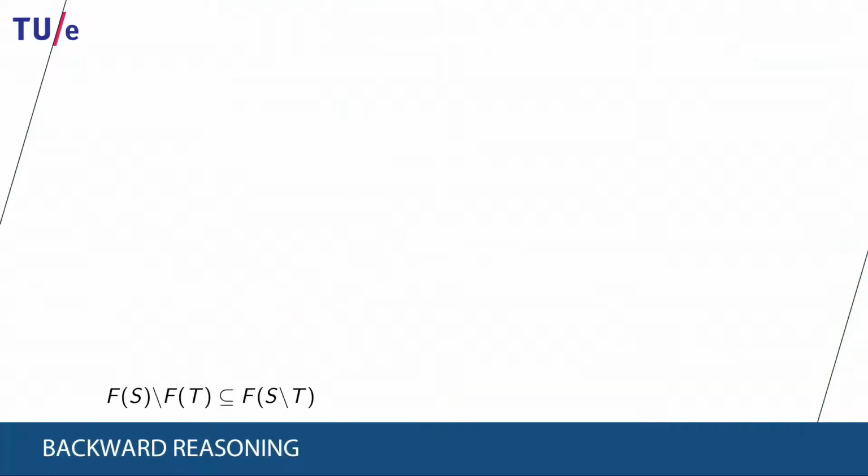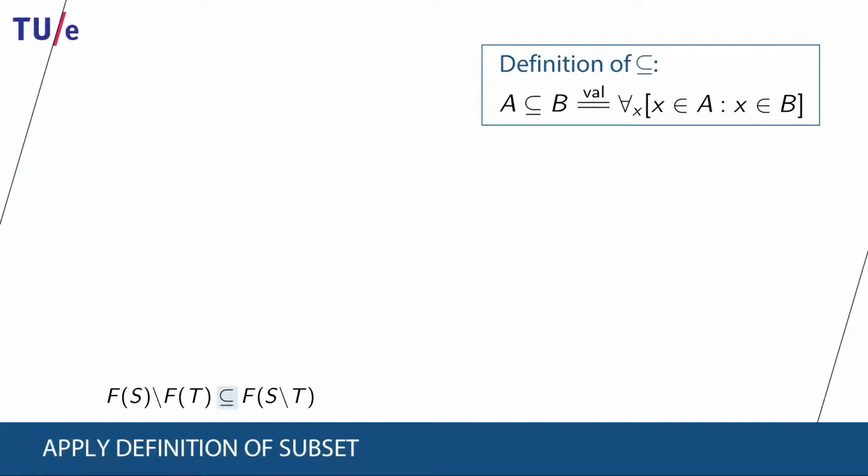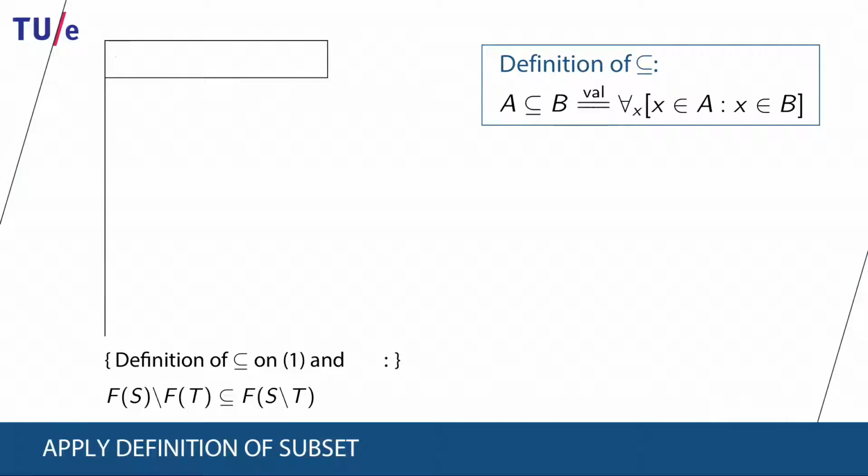Let's first construct a derivation and then transform it into a proof. The main symbol of the formula to prove is the subset symbol. So we apply the definition of subset. It states that in order to establish a subset relation, we should establish a universal quantification. Thus, we declare an element in the left-hand side set and state as our new goal to prove that it is an element of the right-hand side set.